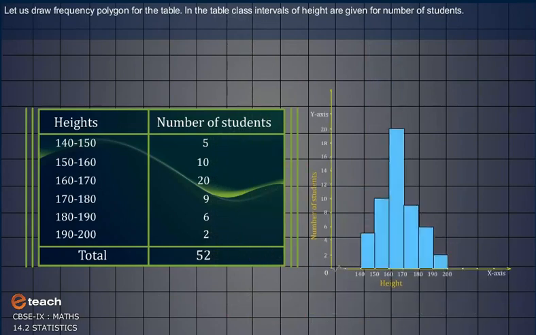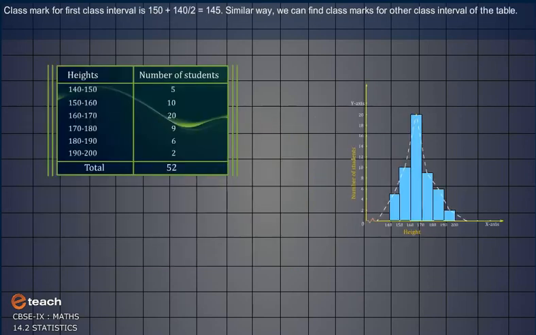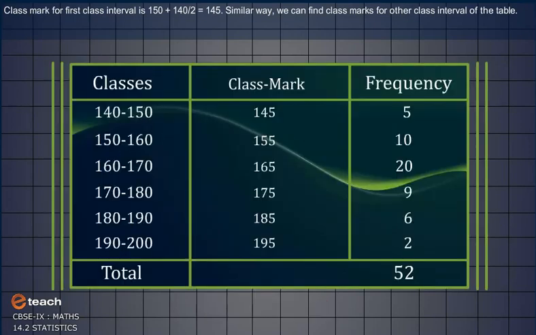Let us draw a frequency polygon for the table. In the table, class intervals of height are given for the number of students. Since we want to draw a frequency polygon without a histogram, let us find the class mark for each class interval. The class mark for the first class interval is (150 plus 140) divided by 2, which is equal to 145. In a similar way, we can find class marks for other class intervals of the table.